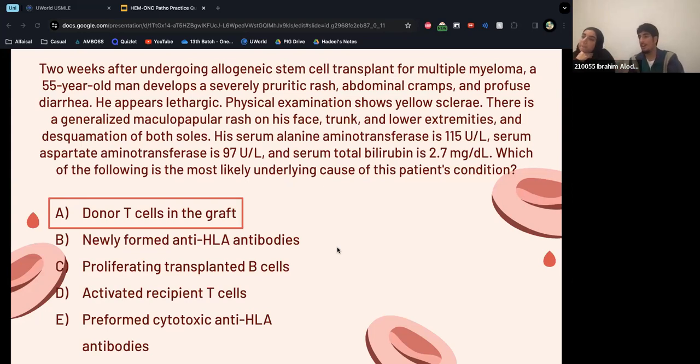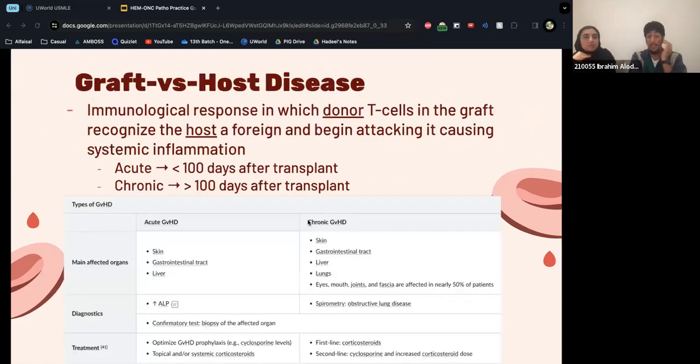I also didn't cover this custom. It's fine. That's why we're here to cover it. This is what's happening in graft versus host disease. Basically, there's an immunological response in which the donor T cells, from the person who's donating the graft, recognize the host as foreign. The host is receiving this donation and getting attacked by it in their body, and it's going to cause systemic inflammation.